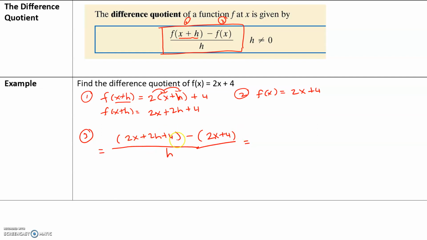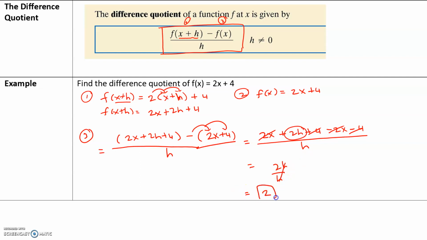So now I'm going to get rid of the parentheses. I have 2x plus 2h plus 4. The negative distributes to the 2x and to the 4. So we have negative 2x, we have negative 4, and all of that is divided by h. So now if I add this, we got 2x minus 2x, that's 0. We have 4 minus 4, that's 0. And all I'm left with is this 2h. And we still have division by h. So we have 2h divided by h. These cancel, and you're left with just 2. And that 2 is called a difference quotient because we got that from this formula.